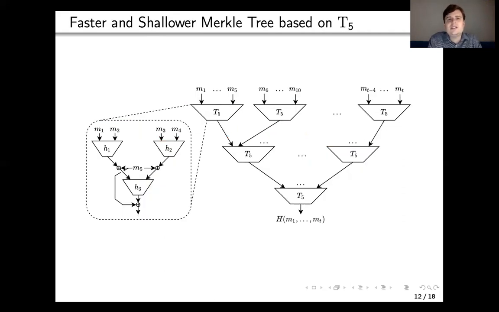Here we are constructing a Merkle tree based on T5. And I'll explain why this tree is faster and shallower than the standard Merkle tree. So the overall construction is a Merkle tree construction, but we have 5-to-1 compression function calls. And these 5-to-1 compression function calls are instantiated using our T5 construction that we propose in this paper.